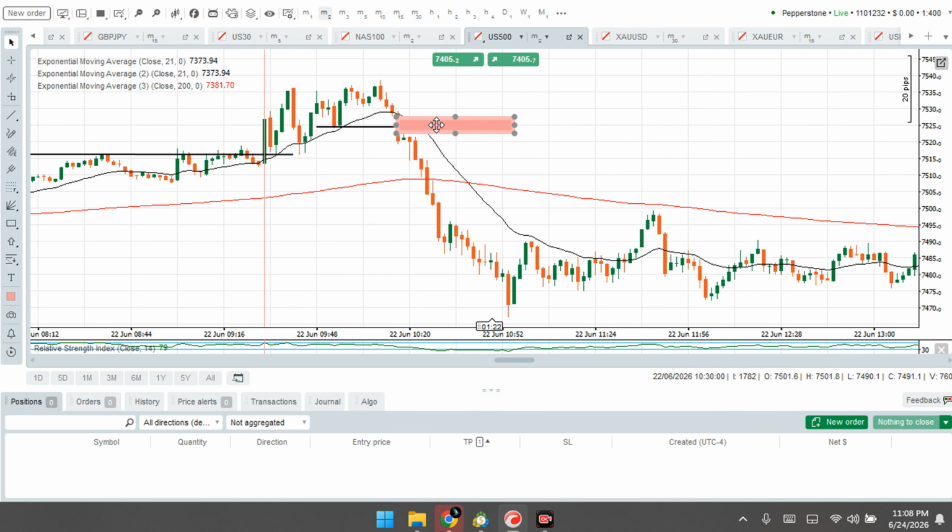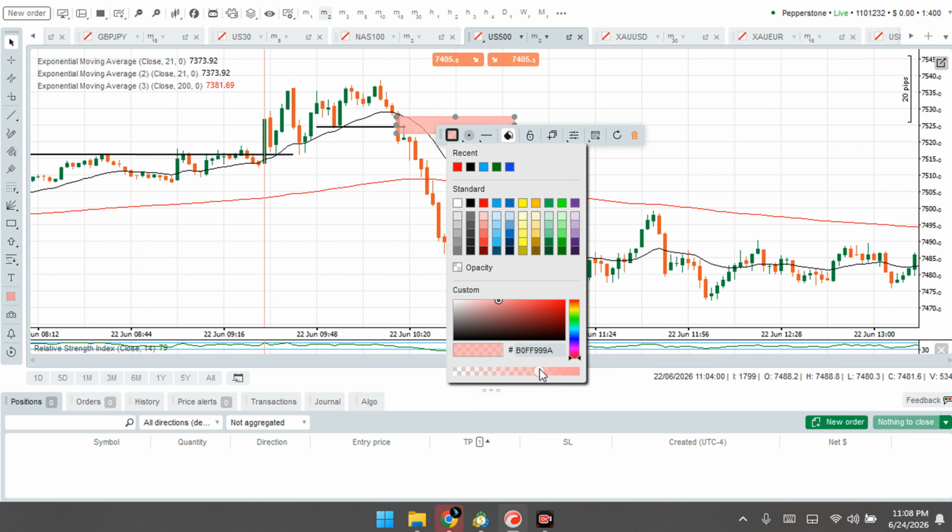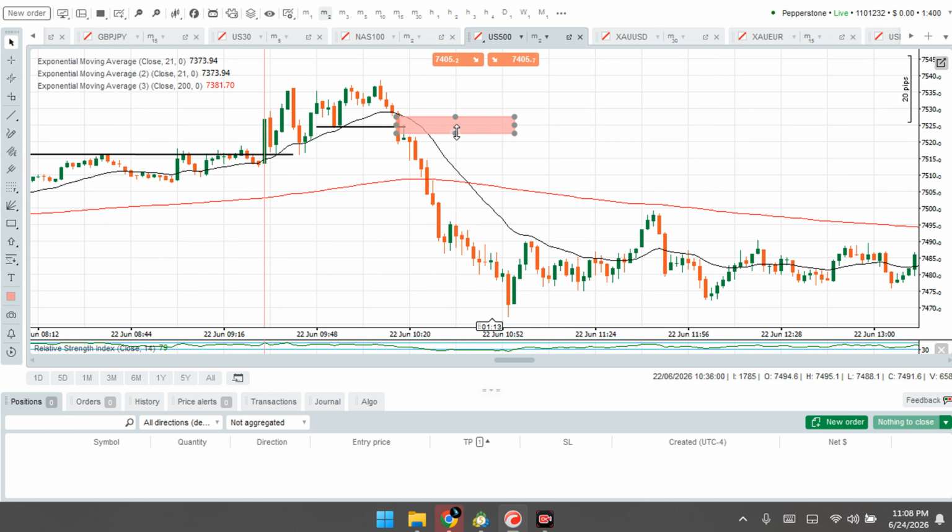The fair value gap is the first thing I look for. It is the first confirmation I look for when entering a trade. This is the first fair value gap. Then after breaking this high, you can see there was another fair value gap here, called an inversion fair value gap.